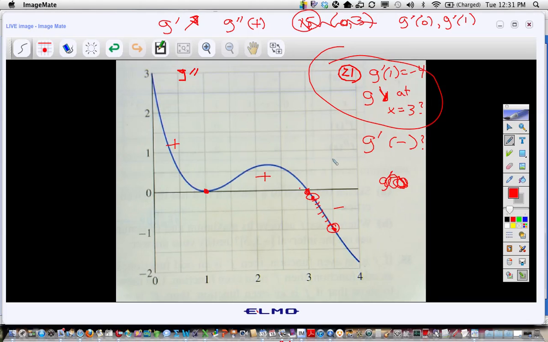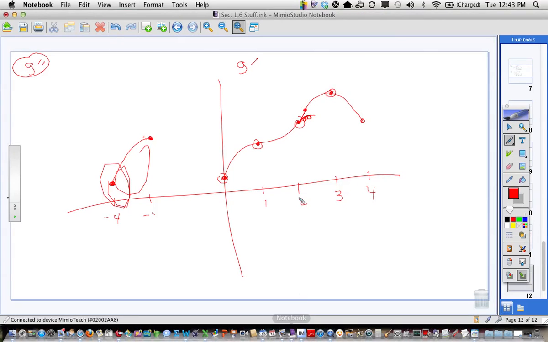Can I answer if G prime is negative? Well, yeah, look what we just did here. Weren't we just drawing a graph? Didn't I just draw a graph of G prime? Now, is G prime negative in my little graph at x equals 3? No, it's way up here. But why does that not help me?